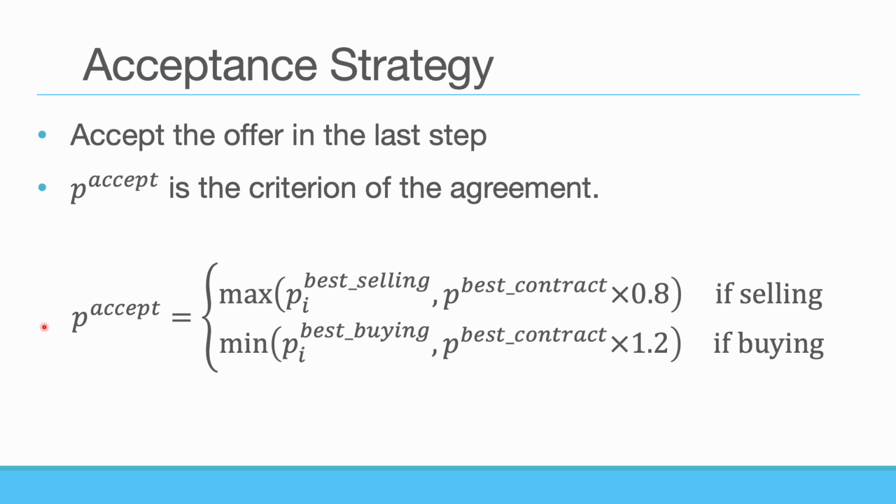The formula uses a P best selling and a P best buying. They are the better price of the previous opponent's offer. And the P best contract, it is the best price of previous agreements.